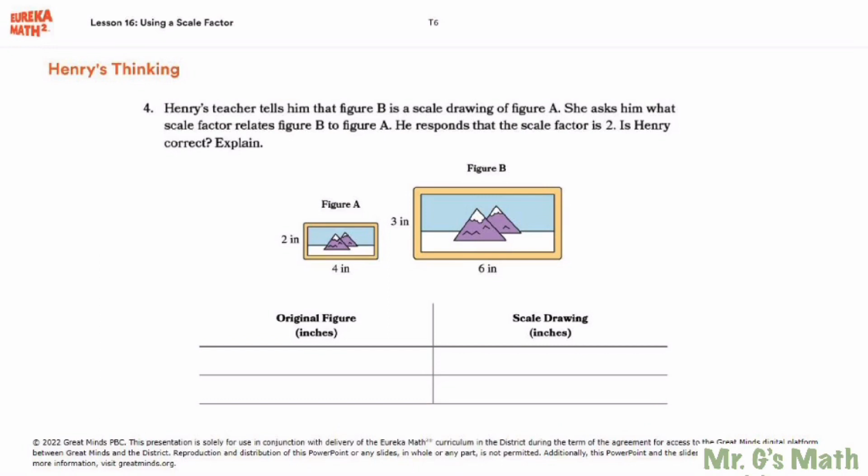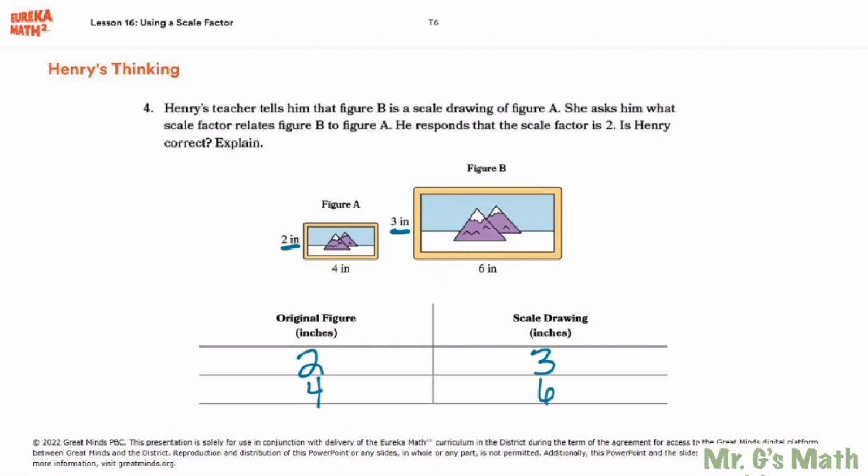The first number I'm going to put from the original figure is the number 2. What number for the scale drawing goes with the number 2? 3. All right. Good job, because we can't switch it up. If we're talking about the left-hand side of the picture, it has to go with the same side that it represents. We can't draw a 6 right there because that's going to mess everything up. So then if I draw the number 4 on my table, the number 6 goes here.